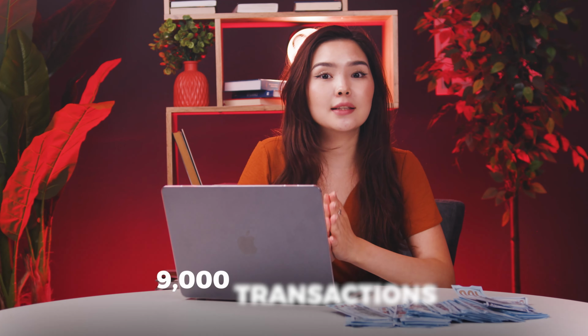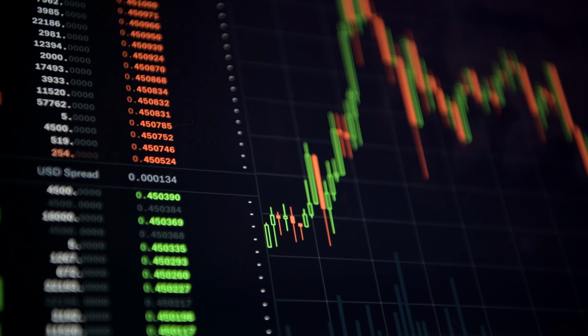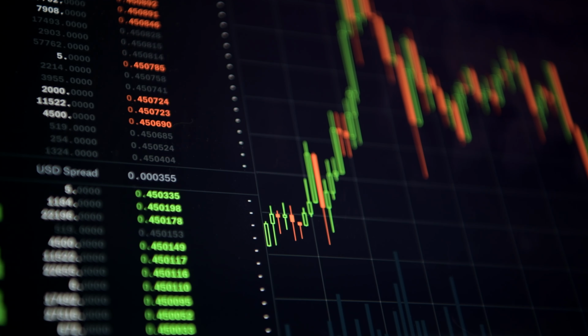And I'm a trader with more than 5 years of experience, and during this time I have had more than 9,000 transactions with an average win rate of 88%. During this time I have developed many strategies for stable income in trading, and today I will share with you one of my favorite and effective strategies.